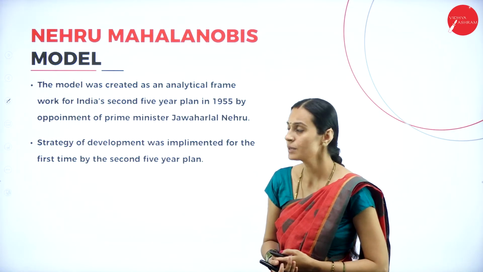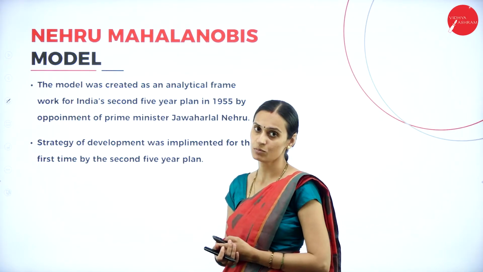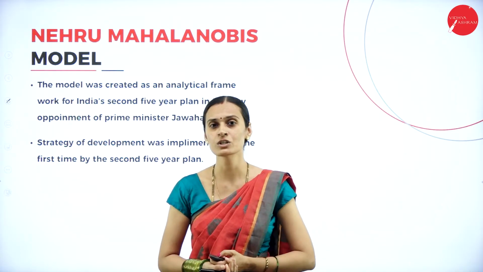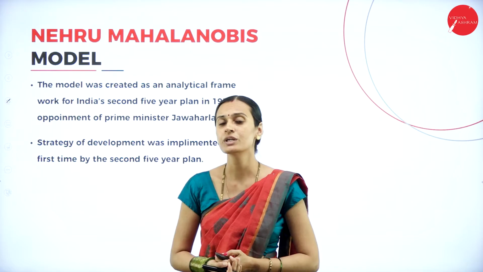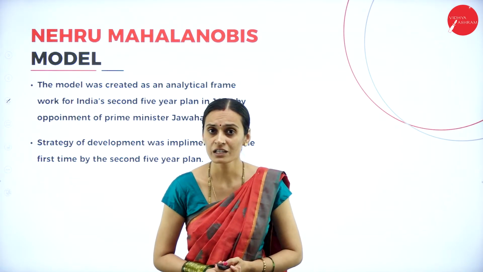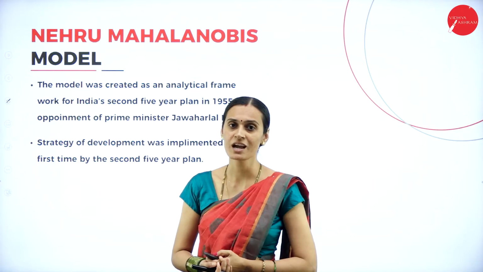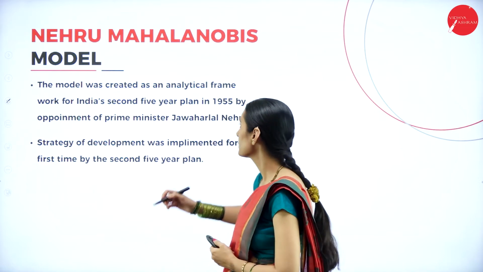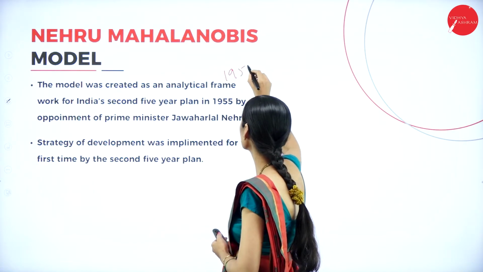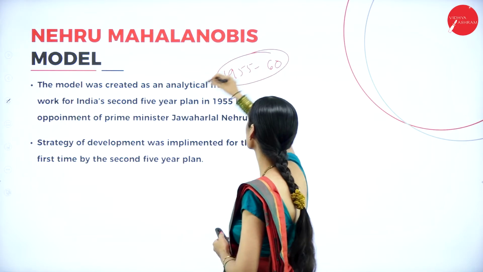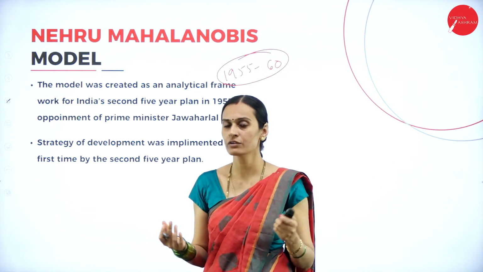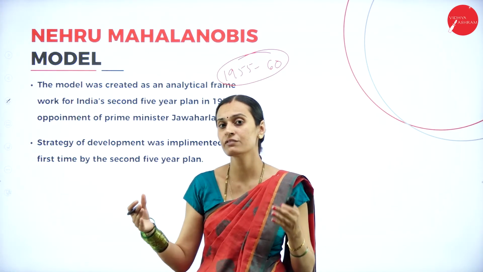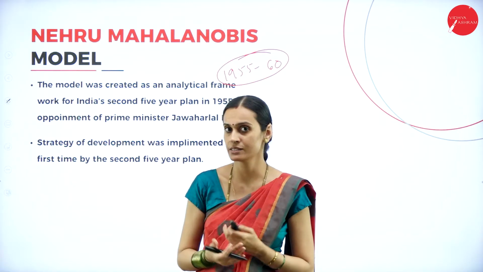Next, let us go to another important model, the Nehru and Mahalanobis model. After focusing on the agriculture sector, next comes the industrial sector. Jawaharlal Nehru and Prasanta Chandra Mahalanobis contributed remarkably to industrial sector development. During the second five-year plan, which means 1955 to 60, in this duration we had already taken the decision about a mixed economic system and focusing on different sectors to improve them.